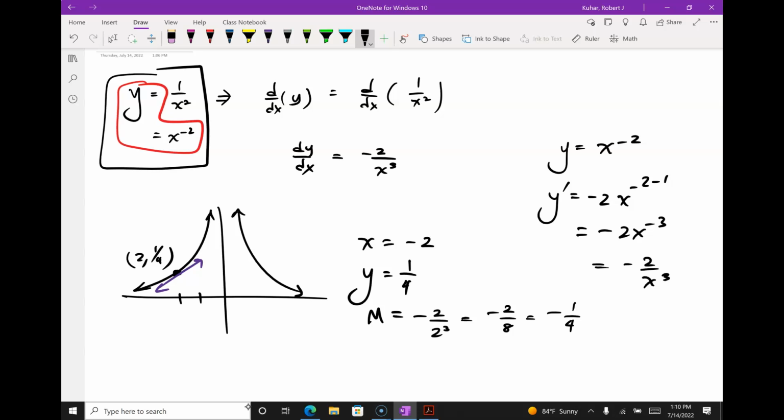Good. What's our tangent line? Y minus 1/4 equals? Remember, I'm plugging into my derivative. Oh, you're right. I made a mistake. Yes, thank you. Thank God you saw that.